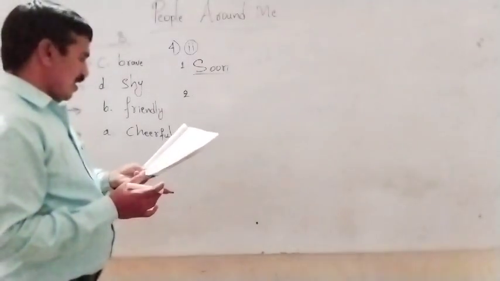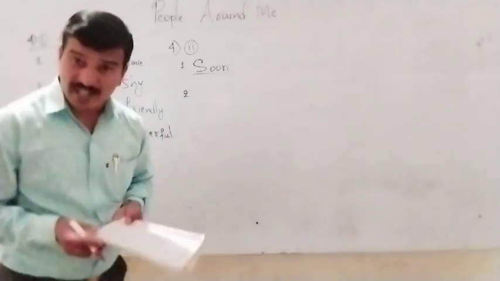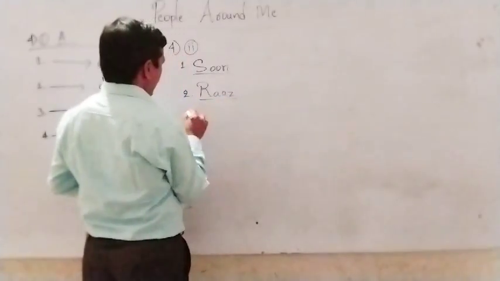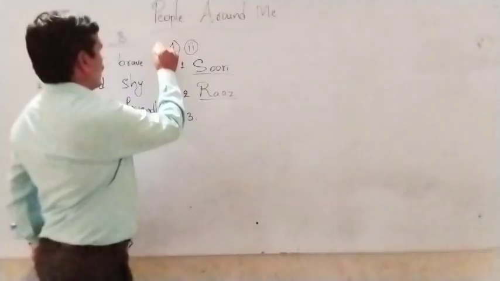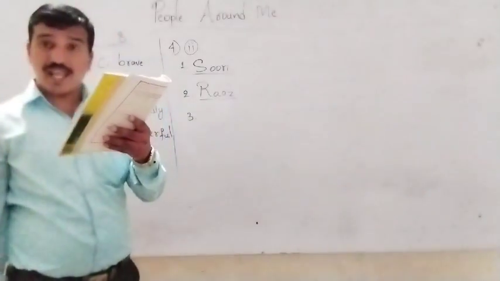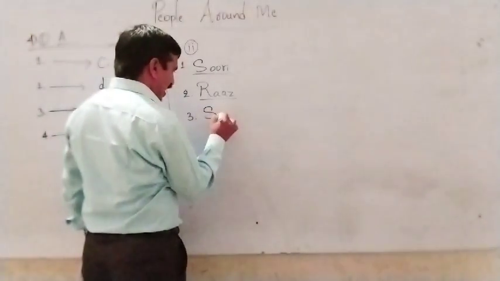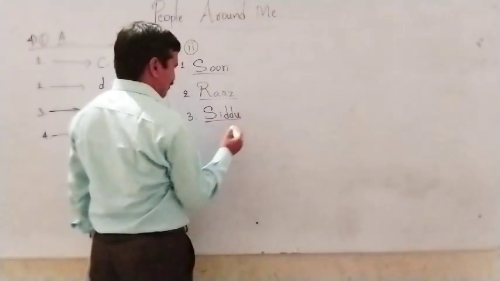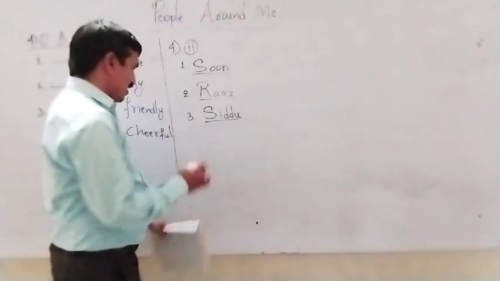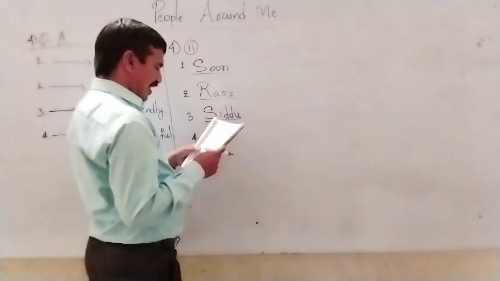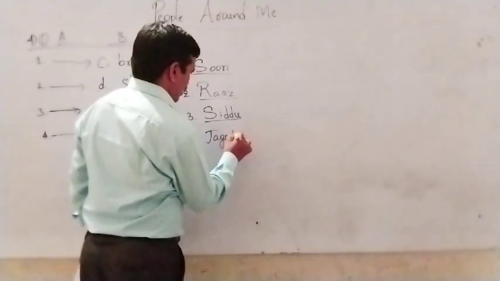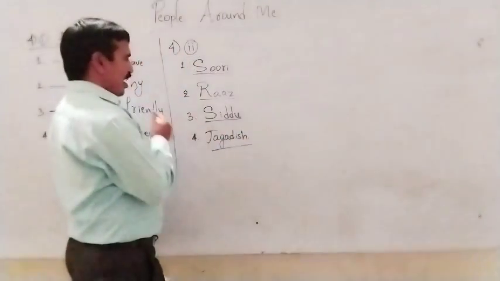And next one. Who is friendly? Yes, Raj is friendly in my class. Now, the next one. Yes, who is brave? Siddhu is brave in my class. Yes. And who is shy? Jagadish is shy in my class.